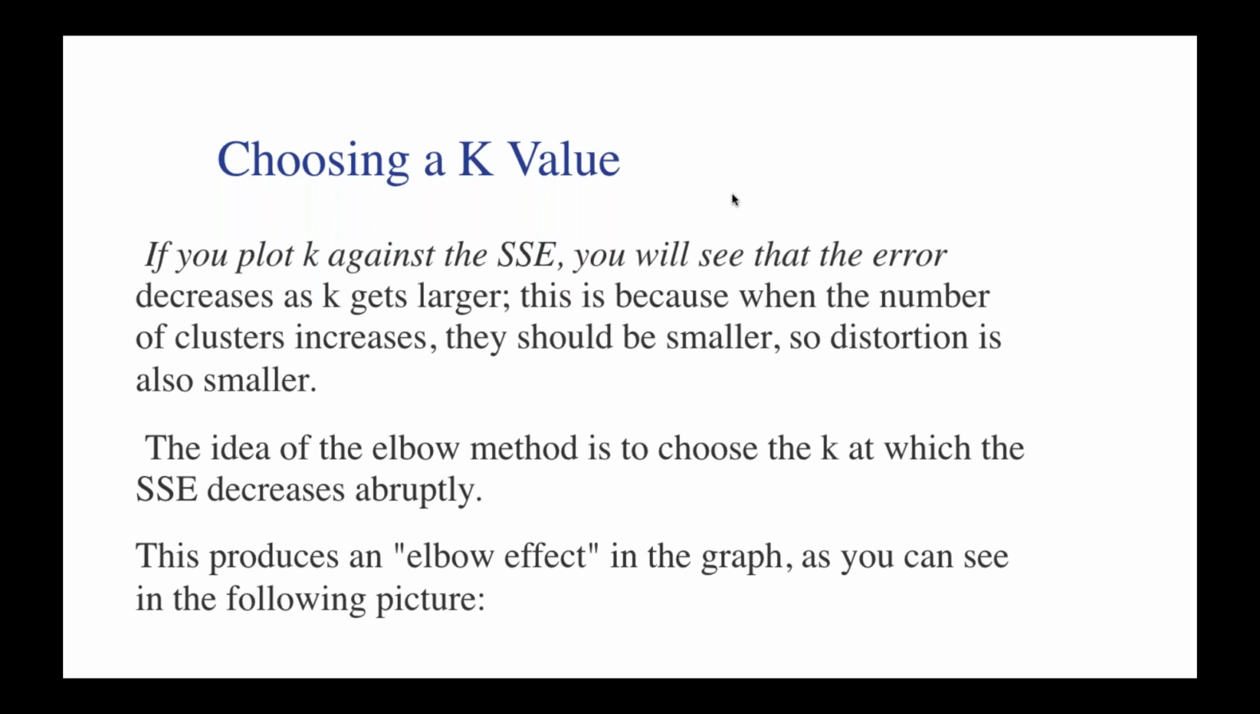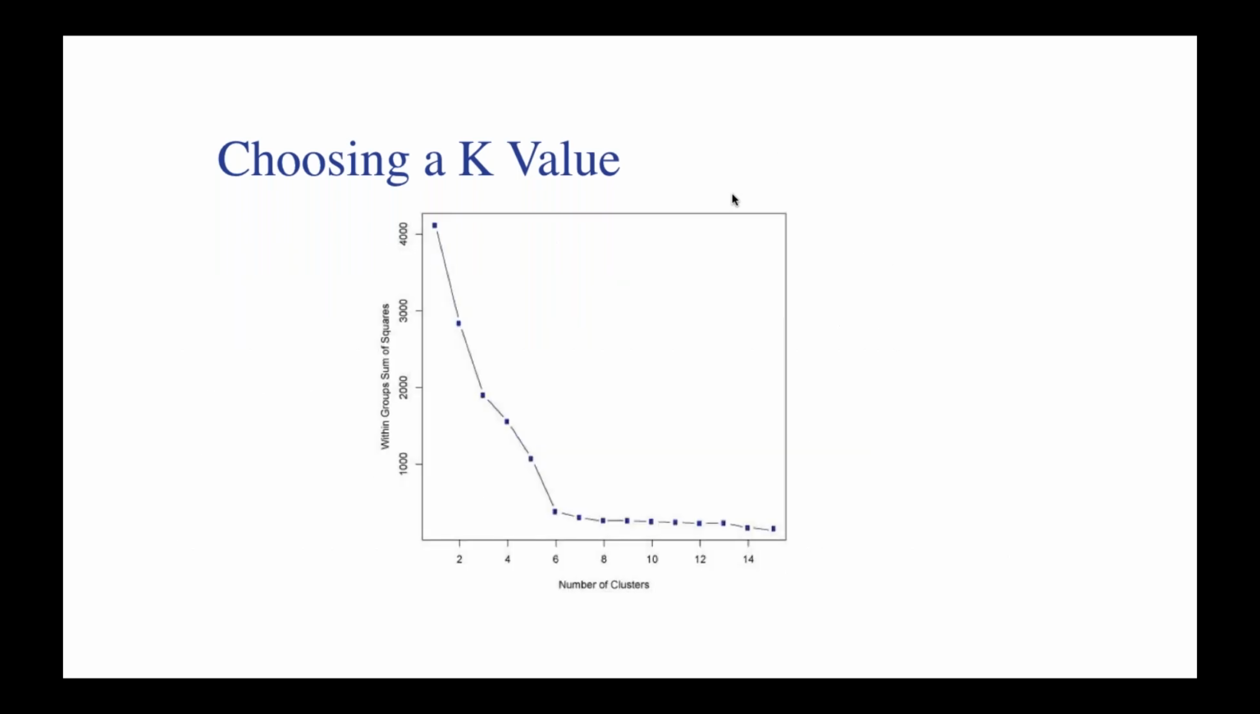Just after plotting SSE, you can see there will be some point where there is a sharp decrease, a kind of elbow structure. That is the proper k value you should take. See this graph: when k equals 6, there is a very sharp decrease of SSE. After that, the SSE values keep decreasing, but not that much, in a very slow manner.